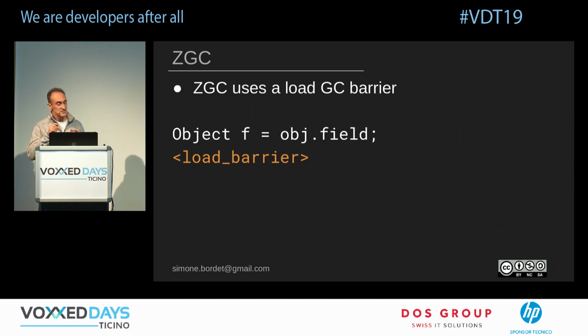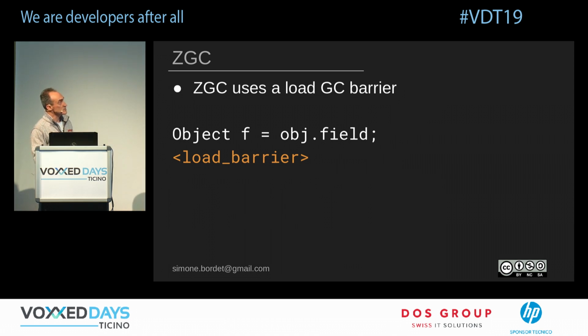So the second trick that ZGC uses is what I said before: help from the JIT to help the garbage collector. In particular, ZGC only uses what is called a load GC barrier. And it works in this way. Here we have some Java code that loads a field, okay? So you see it's a load. I have an object, I want to reference a field, and I need to load the field, all right?